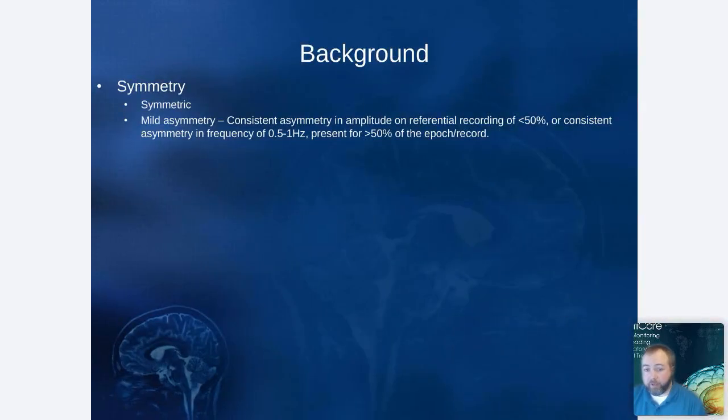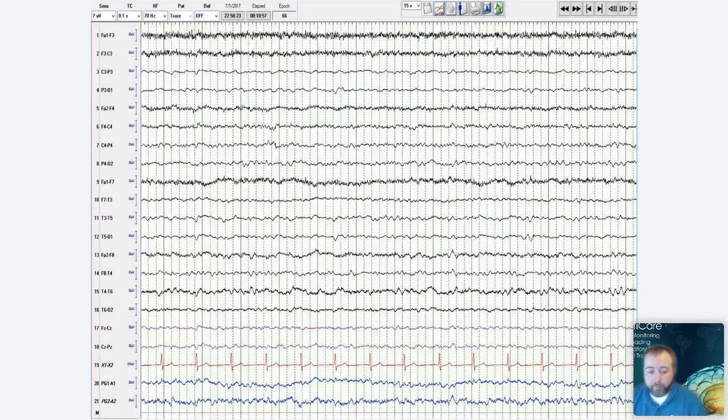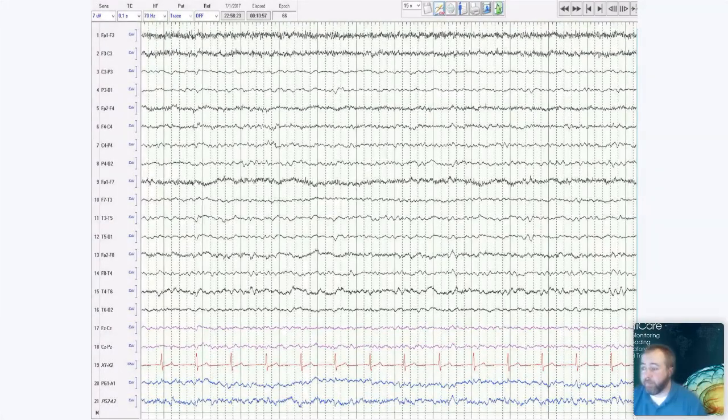Your other 2 options for symmetry, if it is asymmetric, it could be a mild asymmetry. This is when the asymmetry is less than 50% on referential recording, or your frequency is off by just half to 1 hertz, and it's present for greater than half of the epoch or record. So this would be an example of what a mild asymmetry looks like.